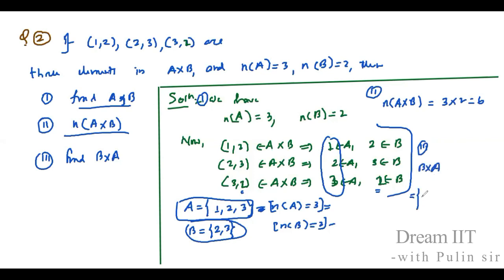Then you take the elements of B first. That is, in set B, I am having 2. So all these ordered pairs with 2 should be completed. Right? And then you should complete the ordered pairs with 3. Right? So whatever you get, this is B cross A. So you are done with this. Please see this.